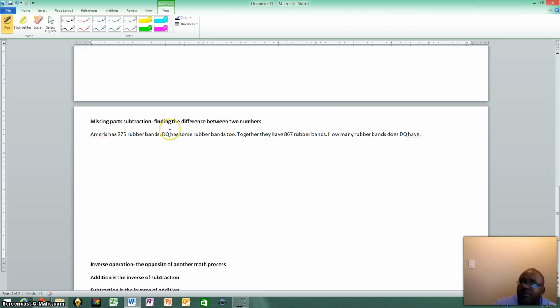Then missing parts subtraction, finding the difference between two numbers. And here is your problem to work out to understand the concept of missing part subtraction, or if you're thinking way back to first grade or second grade, which is whole, part, and something that's still missing.